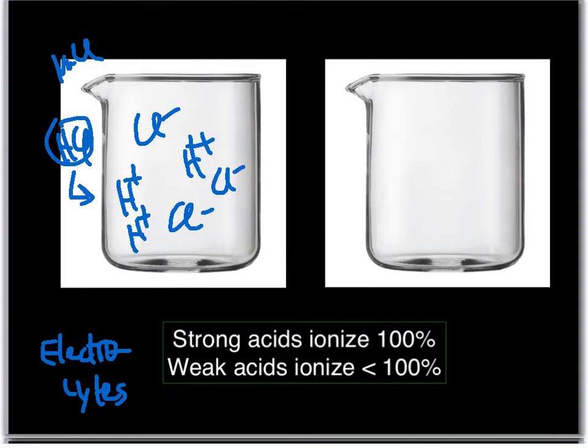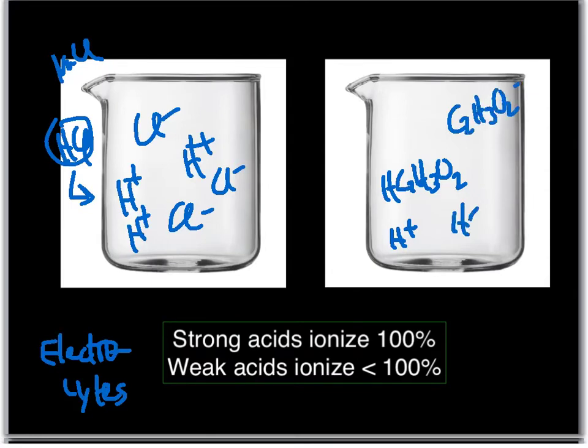Weak acids, like over here, let's say that we have acetic acid, they ionize less than 100%. So some of them do dissociate, and so we do have hydrogen ions and acetate ions floating around, but a bunch of them stay together in the molecular form. Okay, so they ionize way less than 100%, most of them. Now, they do produce some hydrogen ions, so that makes them acids, but they don't always do a very good job of it.